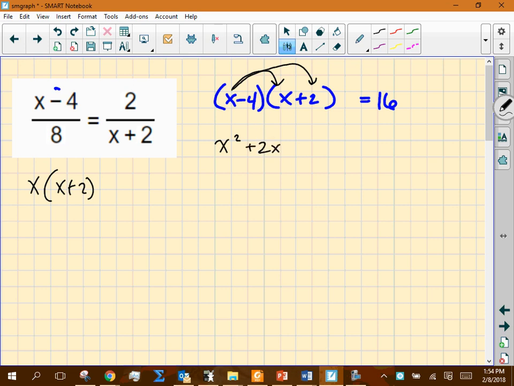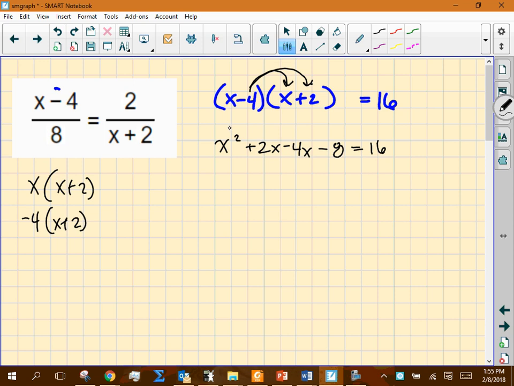Okay? Now, could everybody maybe do this? Could everybody take negative 4 times x plus 2? Yeah. Okay? So let's do that here. Negative 4 times x gives you negative 4x, right? Yeah. Negative 4 times 2 gives you negative 8 equals my 16.